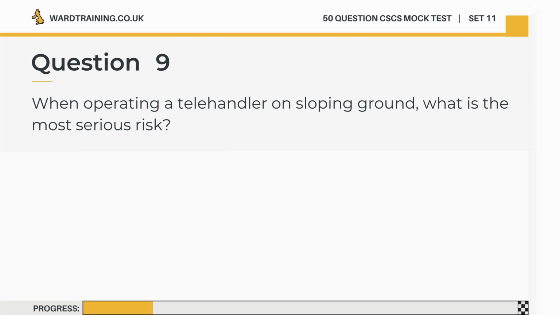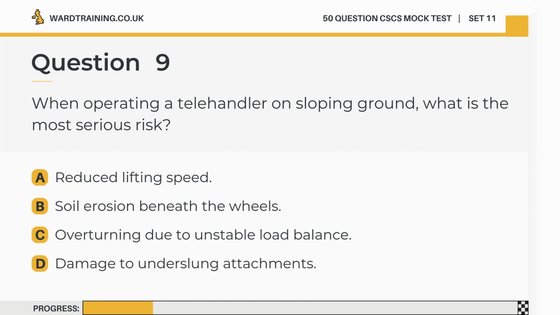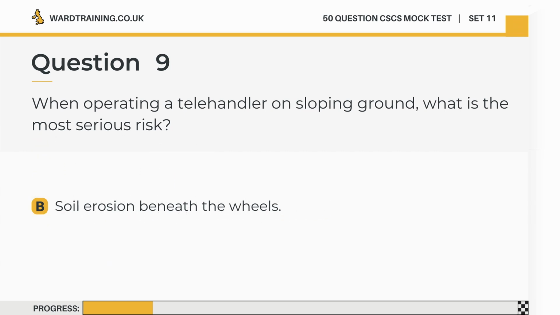Question 9. When operating a telehandler on sloping ground, what is the most serious risk? A. Reduced lifting speed. B. Soil erosion beneath the wheels. C. Overturning due to unstable load balance. D. Damage to underslung attachments. The correct answer is C. Overturning due to unstable load balance.